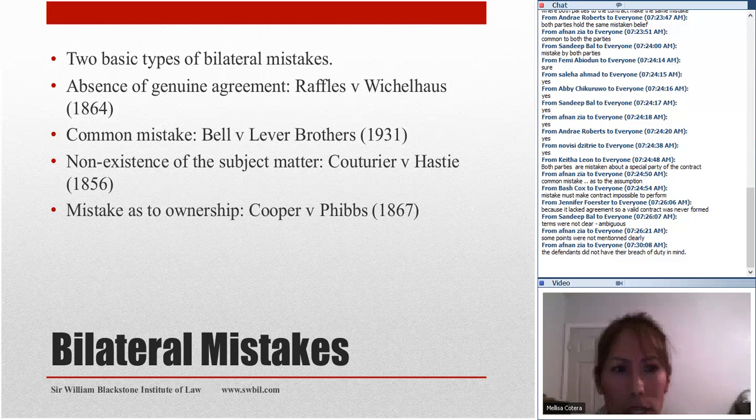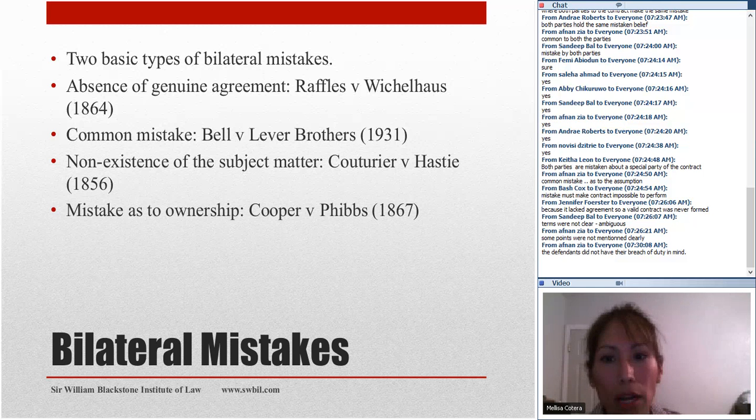We are going to see a little more of a common mistake when we talk about a mistake as to the quality of the subject matter. The next category within bilateral mistake is a non-existence of the subject matter. What happened is that the parties reach an agreement to deal with a subject matter which, unknown to either party, doesn't exist.